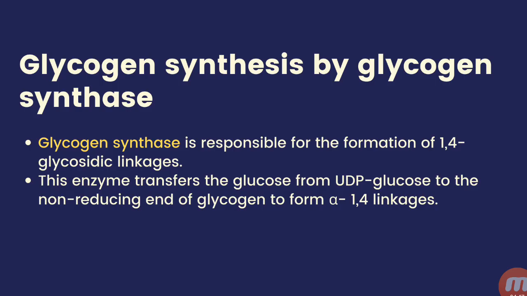Now the third step is glycogen synthesis by glycogen synthase. In this, the enzyme glycogen synthase is the key enzyme responsible for the formation of 1,4-glycosidic linkages. This enzyme will transfer glucose from UDP glucose to the non-reducing end of glycogen to form alpha 1,4 linkages. So in this step, with the help of glycogen synthase, the formation of alpha 1,4 glycosidic bonds was done on the glycogenin.